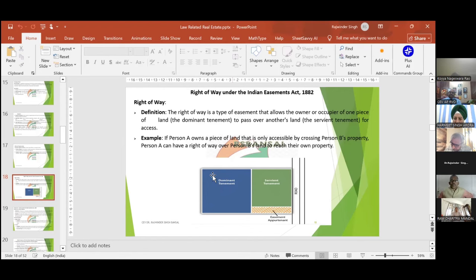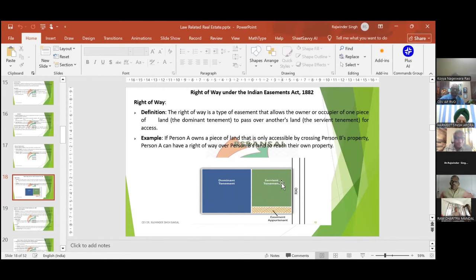For example, this is the dominant tenement. This person does not have direct access to the road. For going to the road, he has to pass through this property. So a passage has been provided here. This is called easement. So this is the dominant tenement and this is the servient tenement.